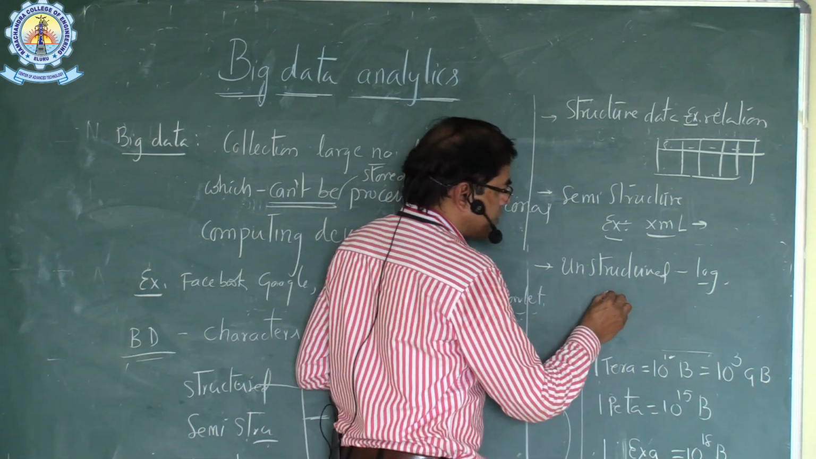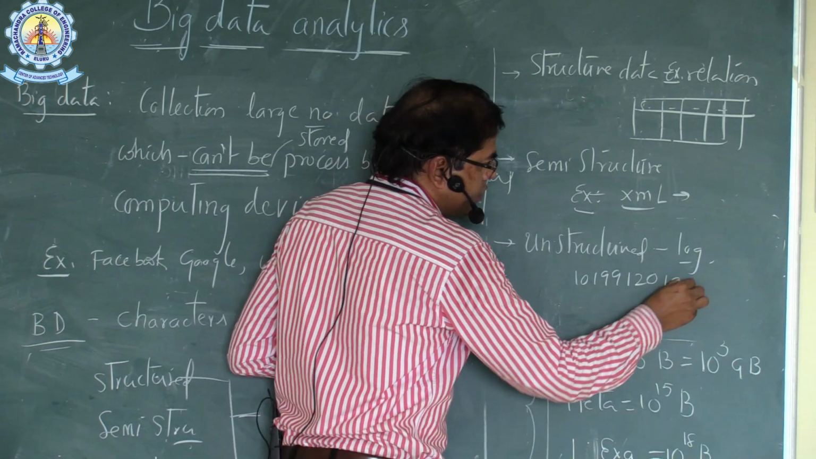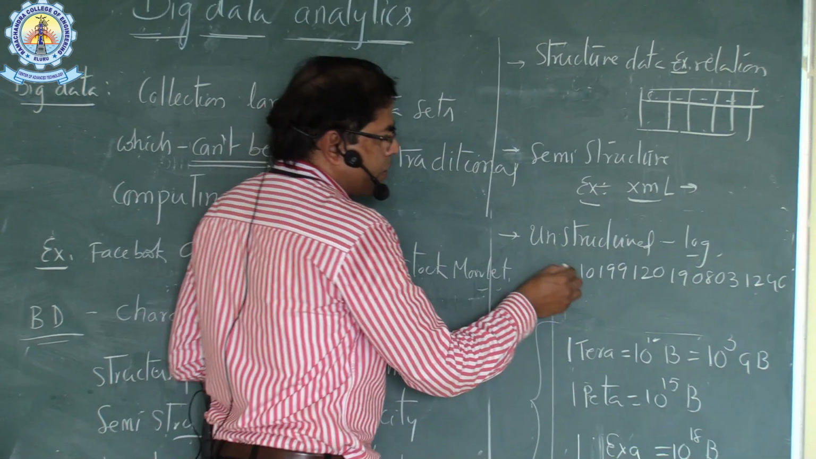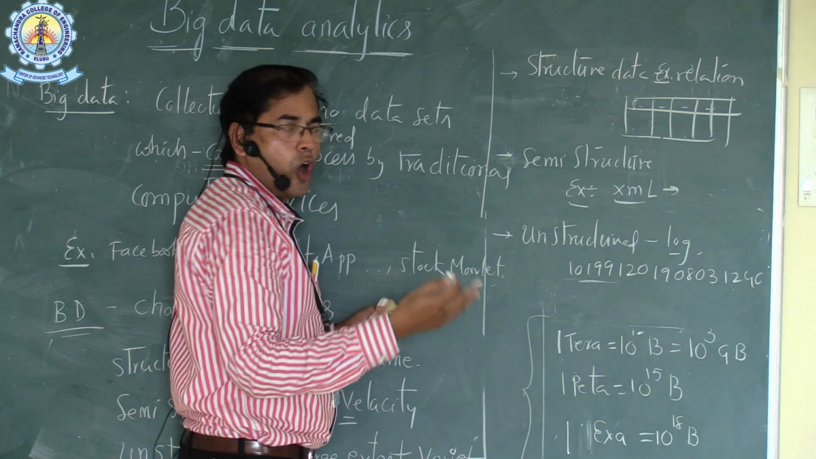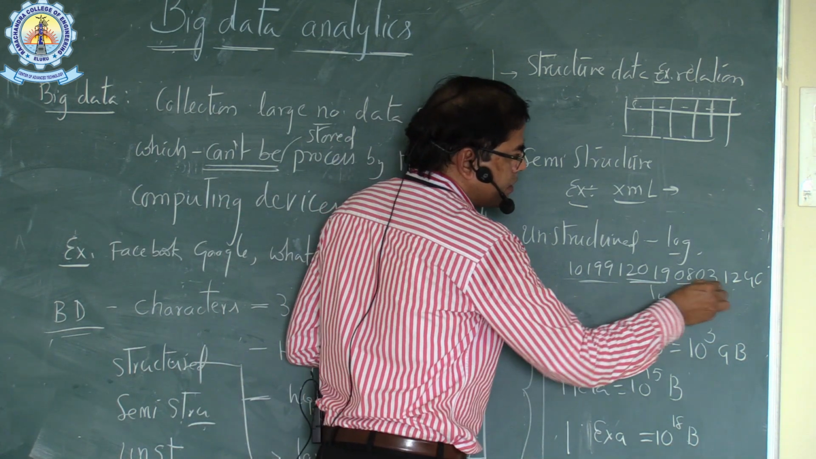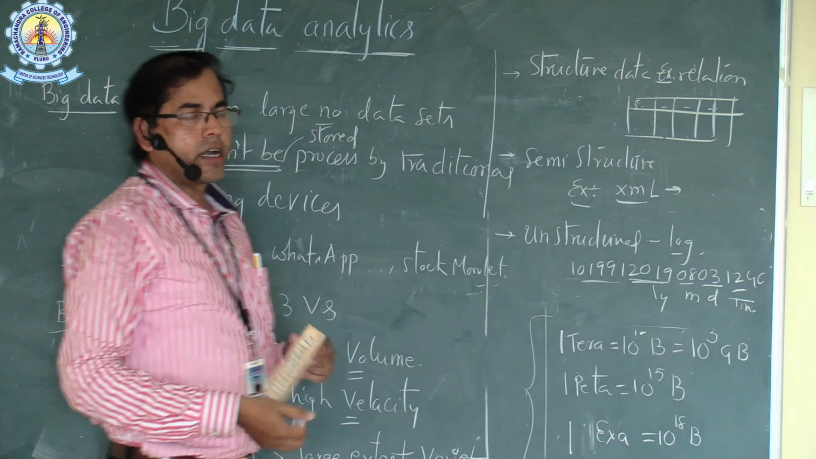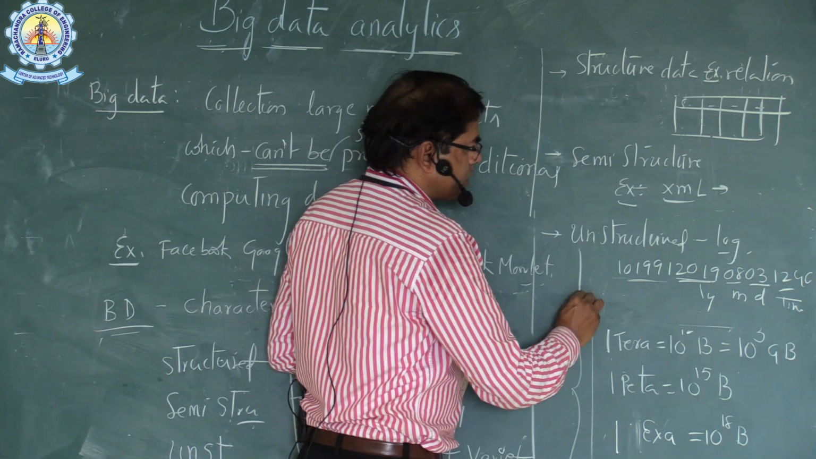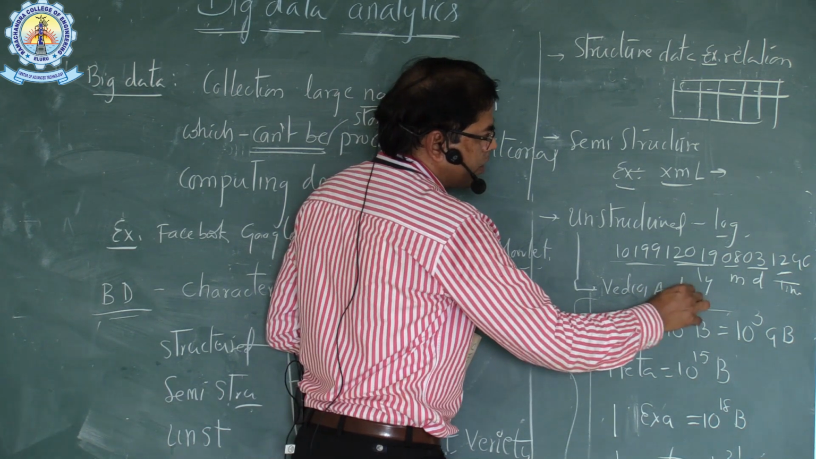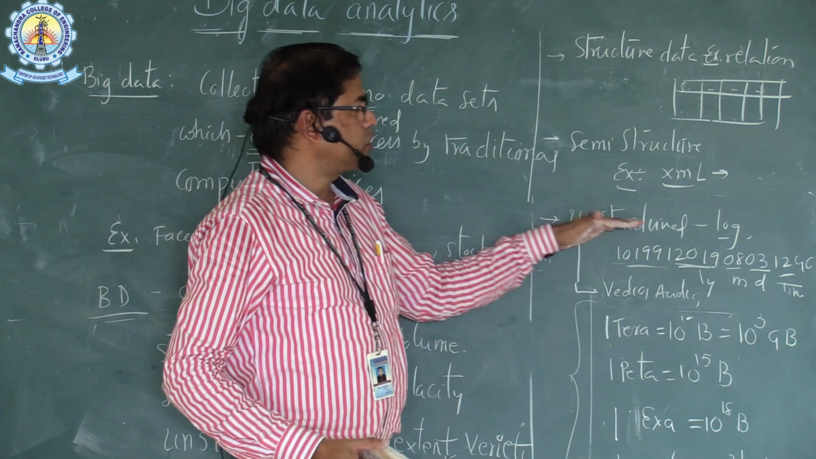If you take some sensor data, it looks like this: 1201908031246, something like this. The first letters indicate the latitude and longitude, then the next indicates the year, the next the month, then the day, then the time. This kind of data we can call log data. Other examples of unstructured data are video files and audio files. All these, including image data, come under unstructured data.